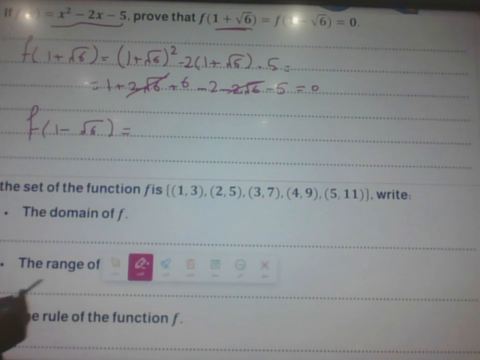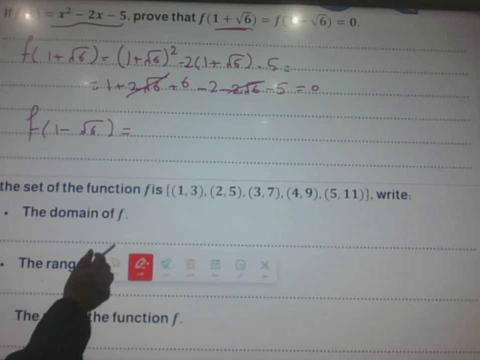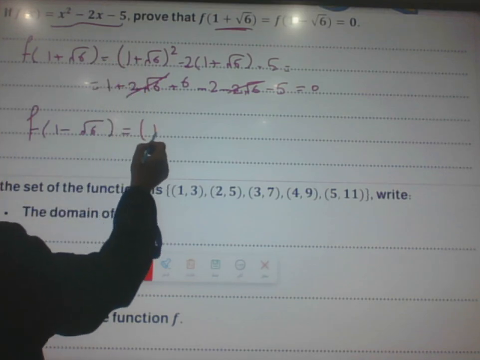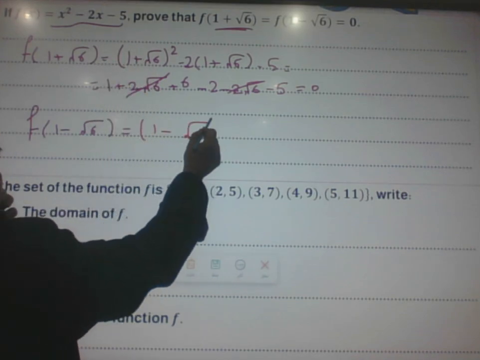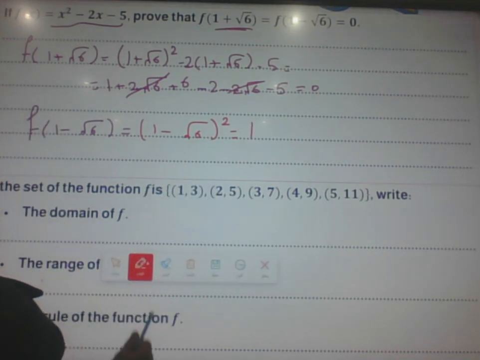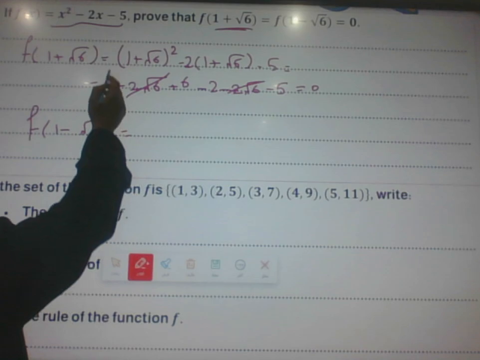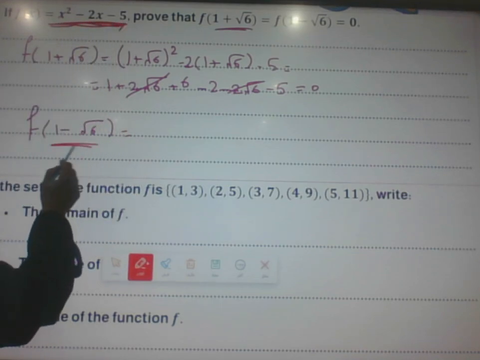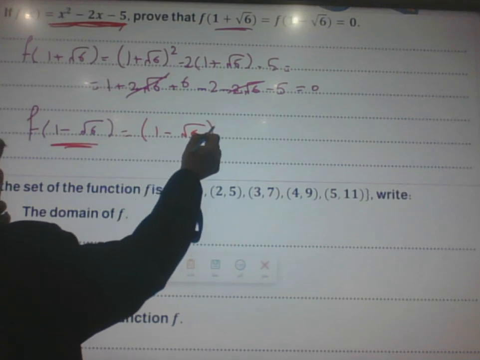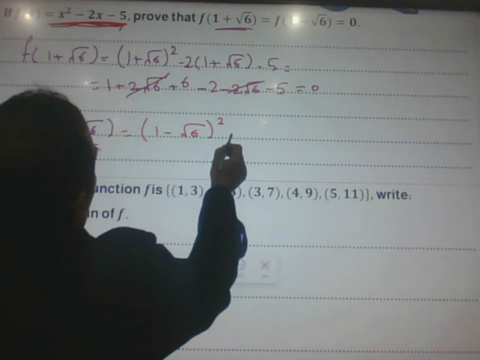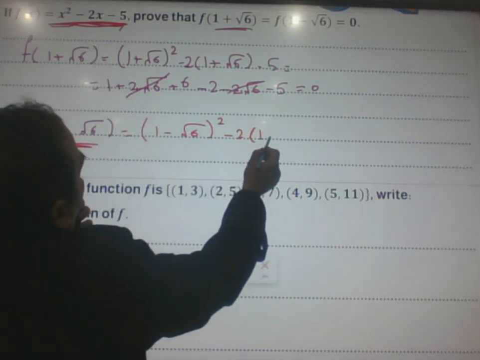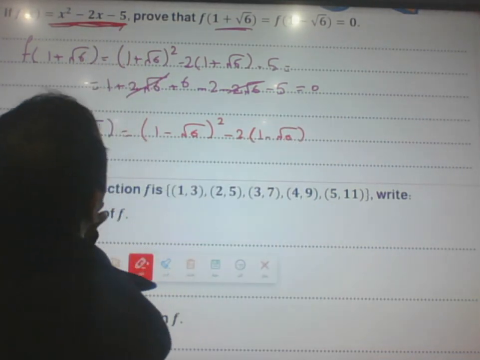What's the value of x here in this expression? Equal 1 minus root 6 here in this function. Again, 1 minus root 6 power 2, first power 2 and second power 2. In this example, look at here, we have this function again. I put the value of x equal 1 minus root 6. Put with me 1 minus root 6 whole power 2 subtract 2 product by the value of x. Put here the value of x equal 1 minus root 6, minus 5.